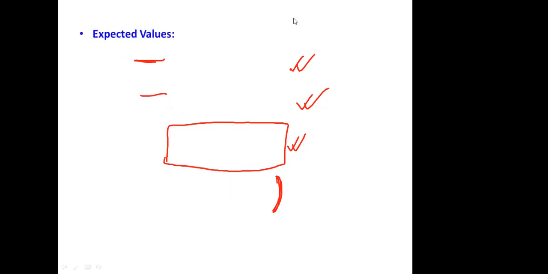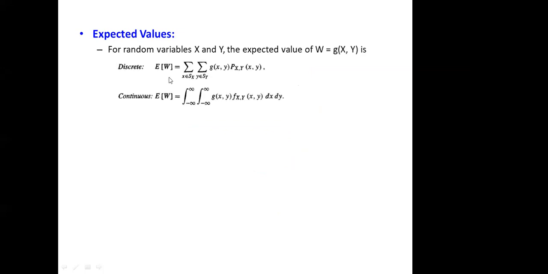Let's go to the next. Okay, so the expected value. Now look at one thing. Expected value is something that we need to find out. Why is it like this? If you remember, for Y equals a function of X, how did we find the expected value of Y? Can you remember?